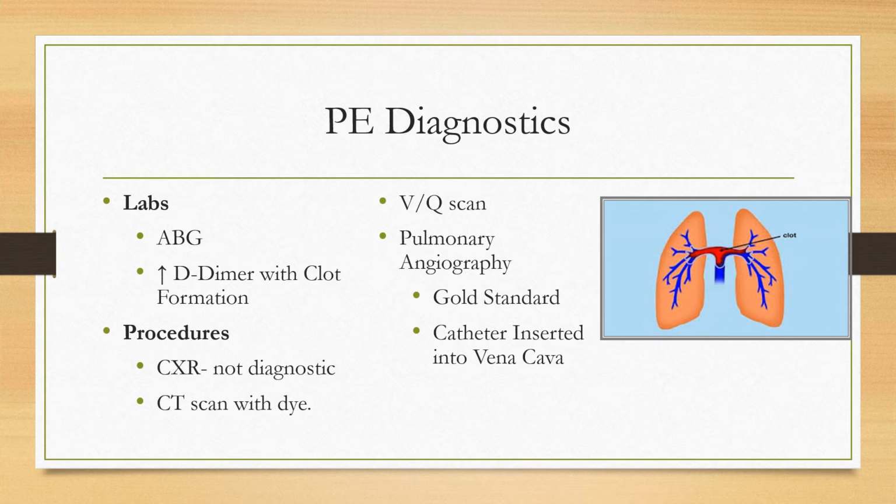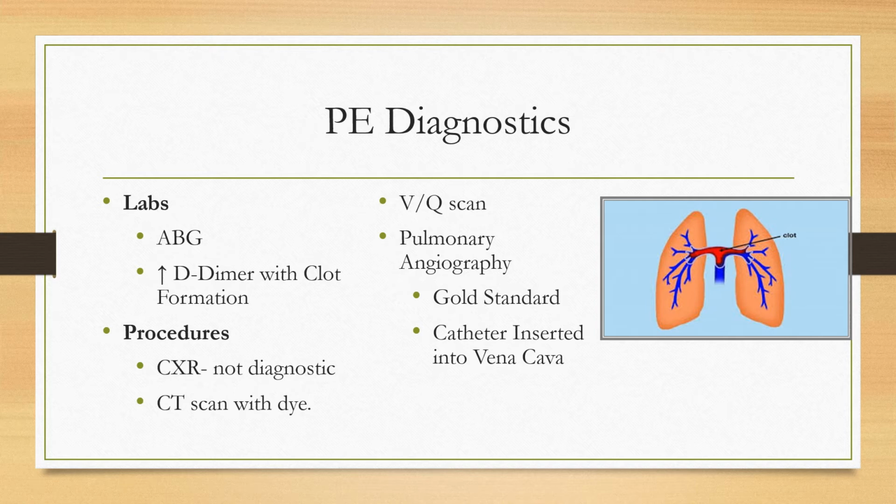And that would be a CAT scan with dye. So we inject a bit of dye into the vein, we wait for it to travel to the lungs, and we do a CAT scan of the lungs. And that's typically the way that we diagnose pulmonary emboli, with a CT scan with dye, what's called a CTA.